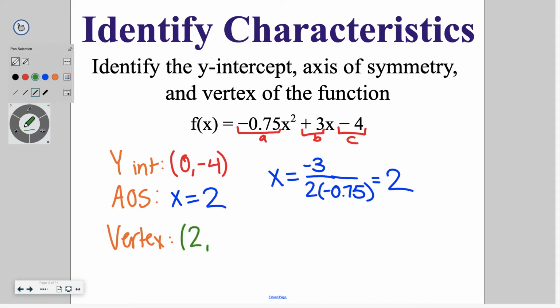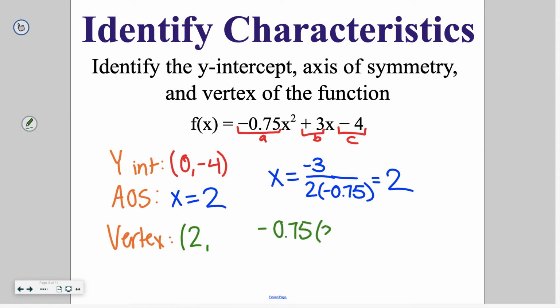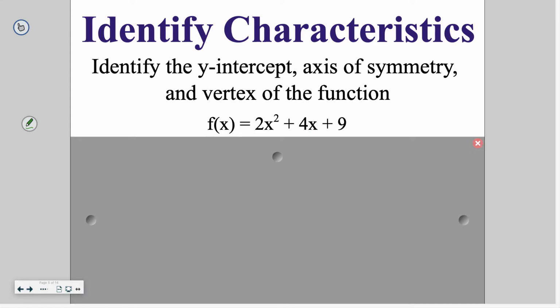Now to find the y-coordinate, we're going to plug 2 into the equation. So negative 0.75 times 2 squared plus 3 times 2 minus 4. Now for the sake of the lesson here, I wrote it out so you can actually see what I am doing. When you are actually using this part, you can go ahead and just plug that into the calculator. You do not need to write that out on paper. And you're going to get an answer there of negative 1. So your vertex becomes 2, negative 1. Go ahead and find the three characteristics for this function on your own.